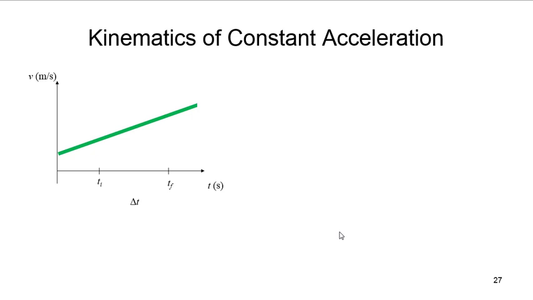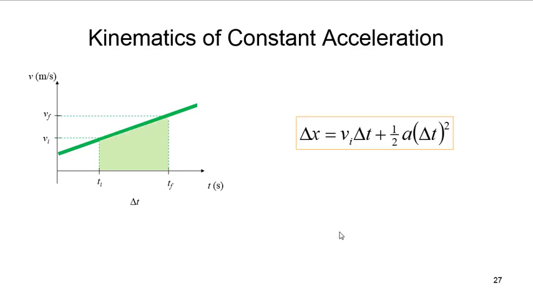We can do some other algebra and geometry here. I'm not going to go through all the derivations. We could, if we wanted to, calculate our displacement for an object that is accelerating, based on its initial velocity, how long it's accelerating, and how big the acceleration is. So this is another equation that relates our kinematic variables. It relates our displacement to our initial velocity, the time that we're accelerating, and our acceleration.